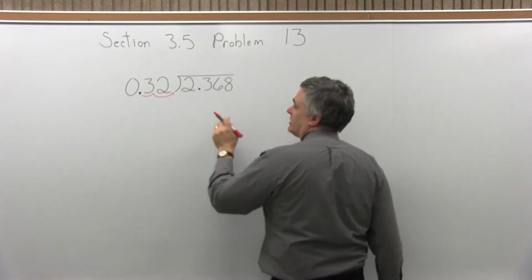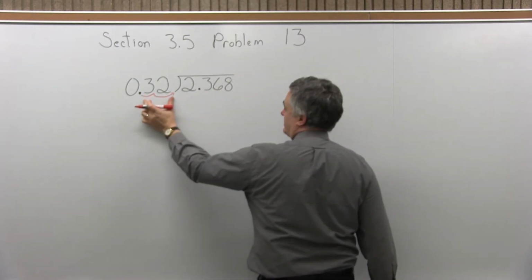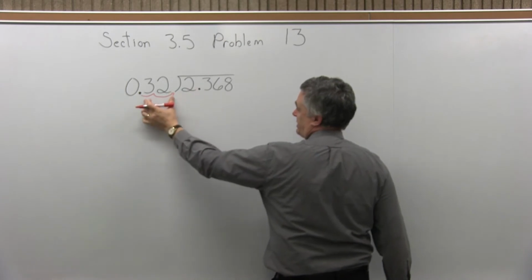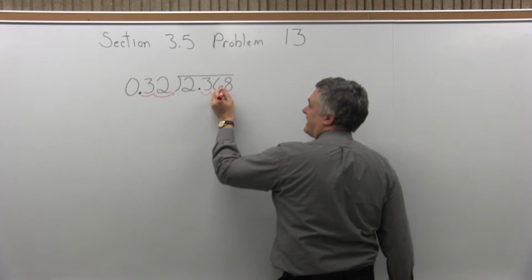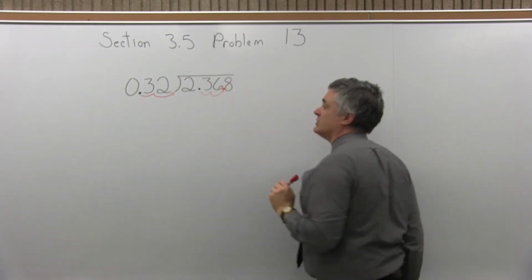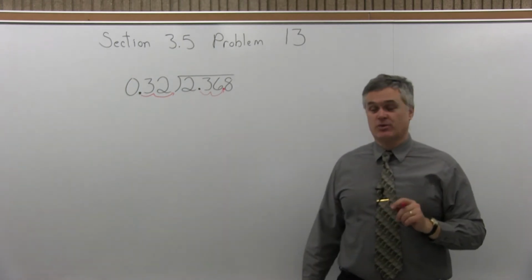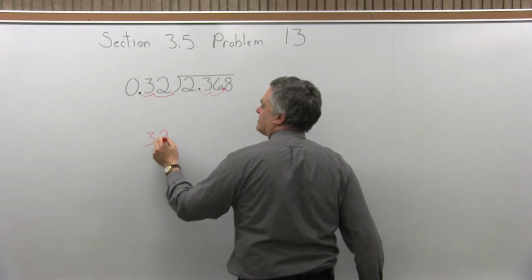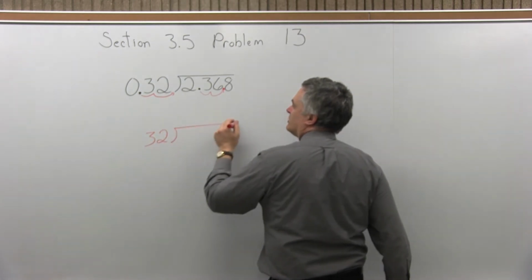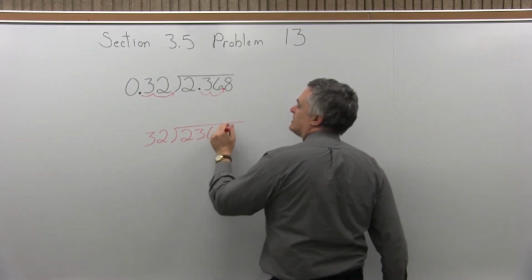The important thing to know is for the number underneath the division symbol, I have to move the decimal the same number of spots as what I needed to move it out in front. So for the number in front, the decimal moved 2 spots. So for the number underneath, it has to also move 2 spots. So instead of 2.368, it's really 236.8. So it essentially creates a new problem that'll have the same answer as the original problem. 32 divides into 236.8.